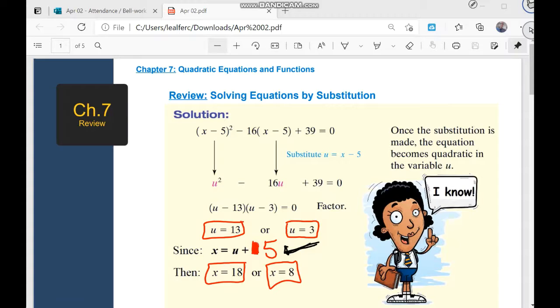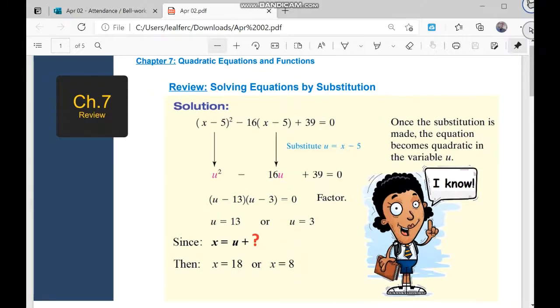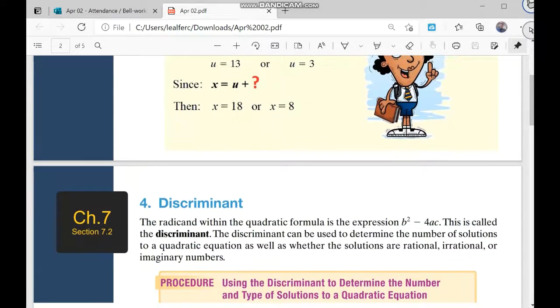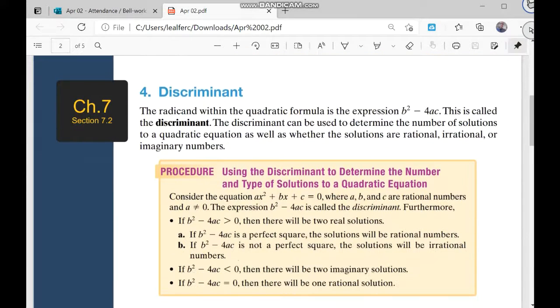And I promised something lighter, something easier for today. We will talk about discriminants. How to work with the discriminant. What can you find out about the discriminant? And first of all, what is the discriminant?